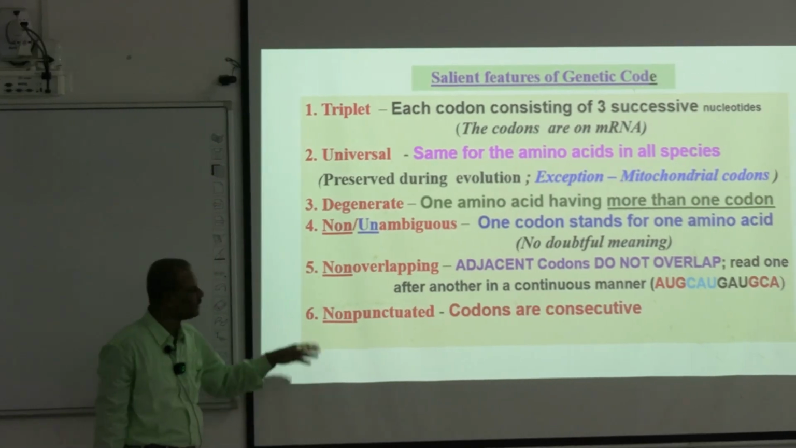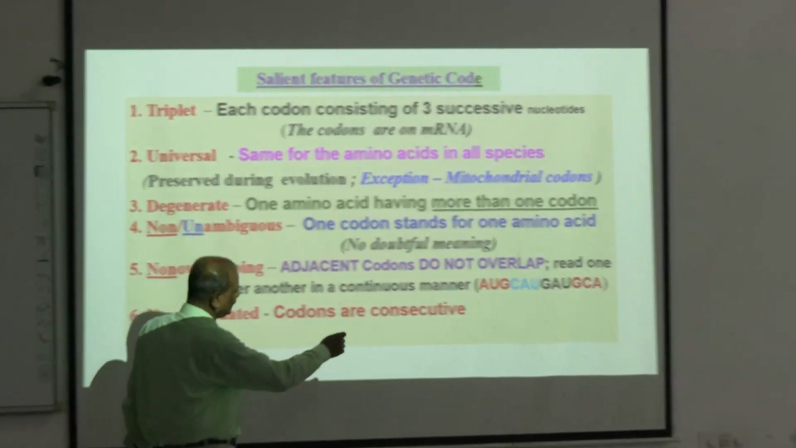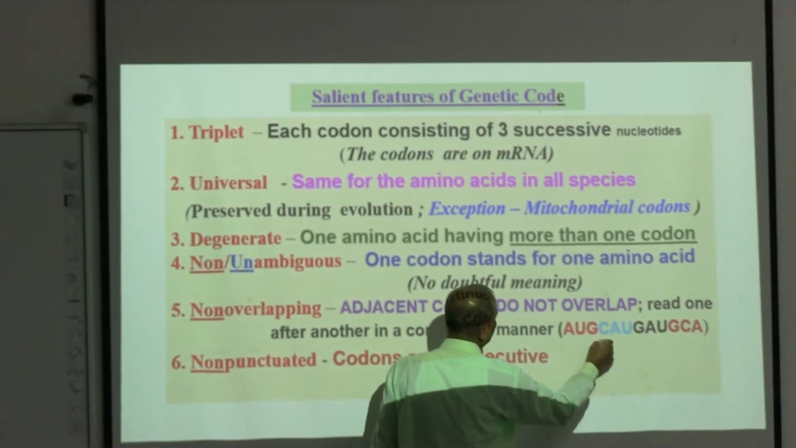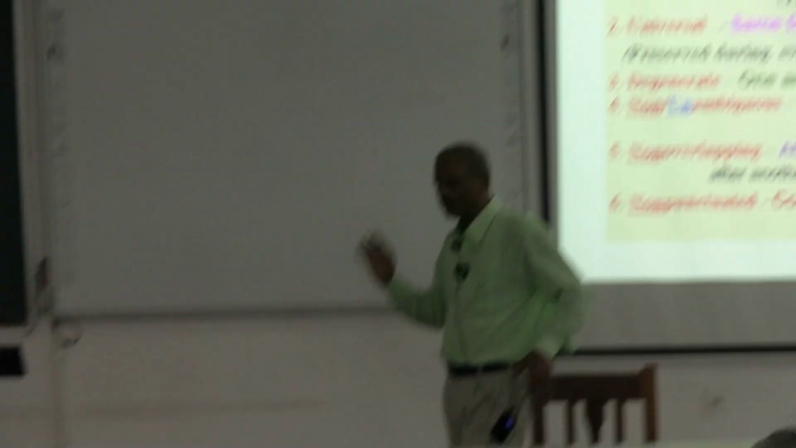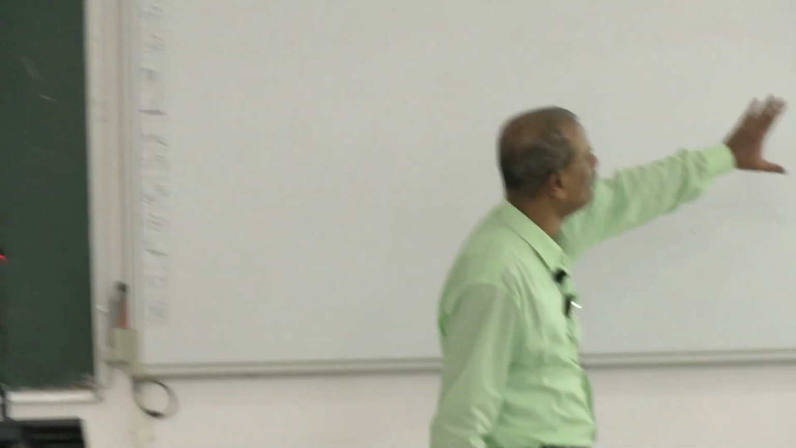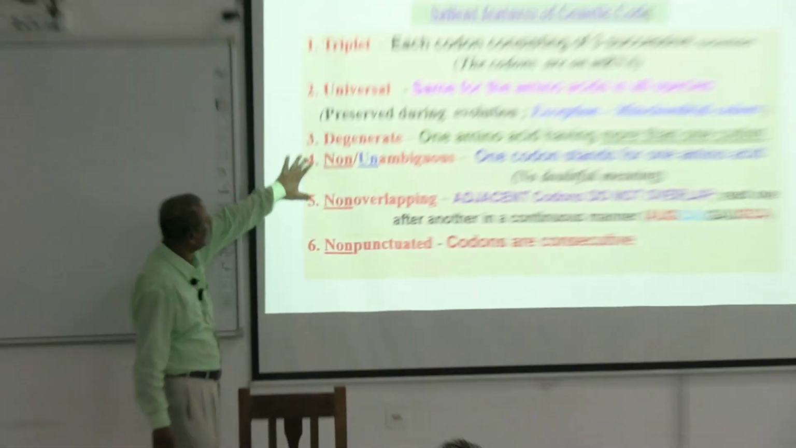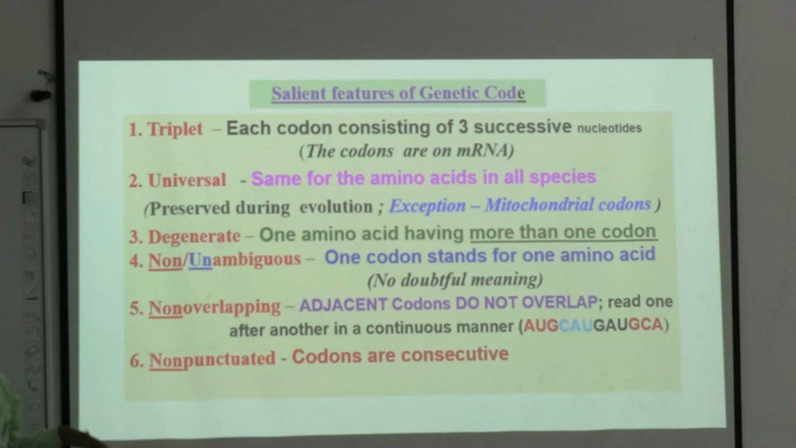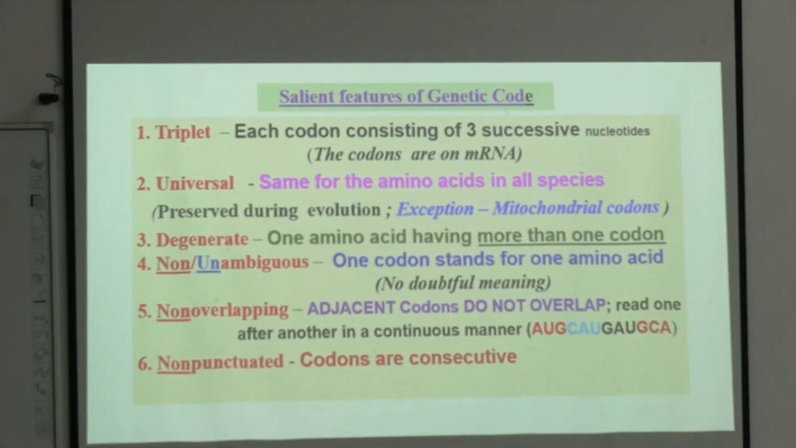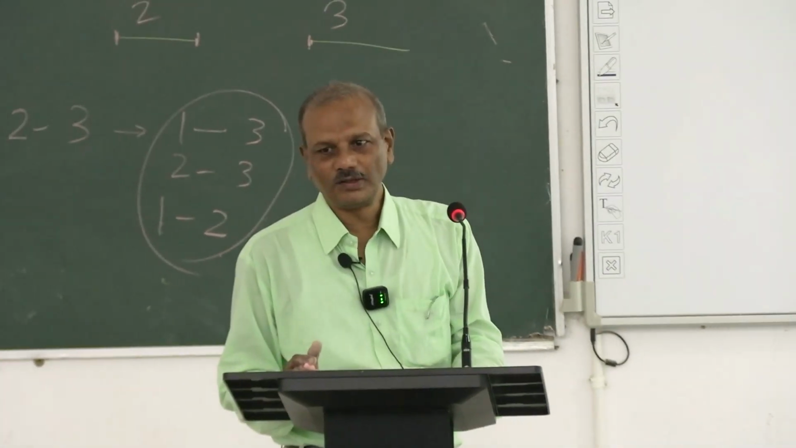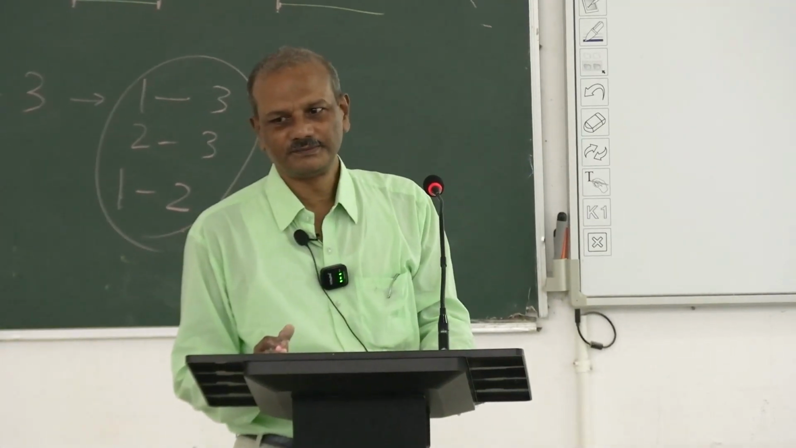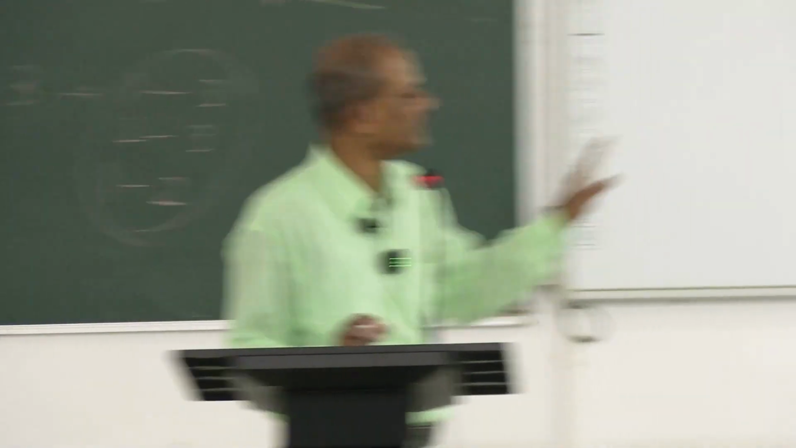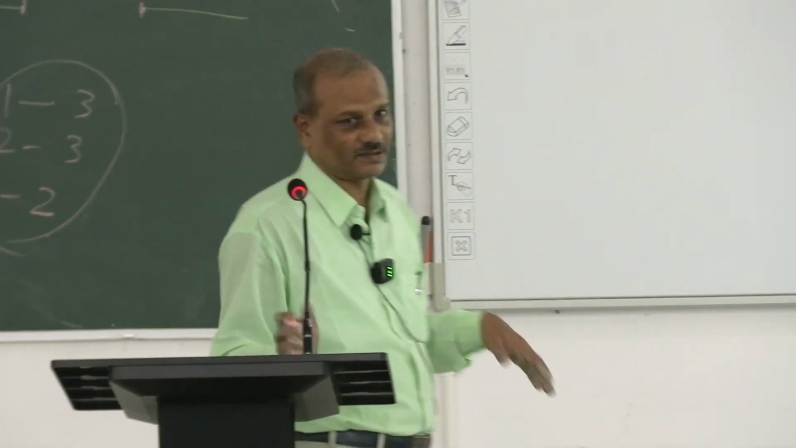And non-punctuated means this is comma-less. There is no comma here. You can see there is no comma. So there is no punctuation. That is the reason why it is called non-punctuated. So it is easy to remember. See, non-ambiguous I have written deliberately at the 3rd, 4th and 6th position. So first you remember triplet, universal, degenerate, non-ambiguous, non-overlapping, non-punctuated. That will be easier to remember. This 6th point you must tell at a stretch.